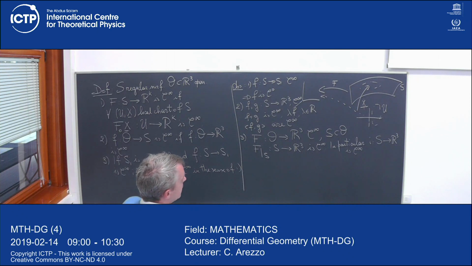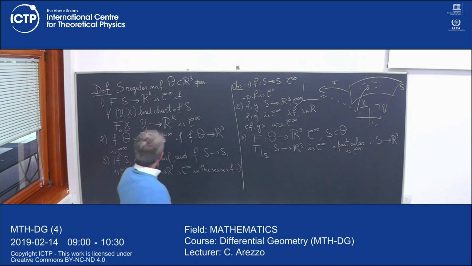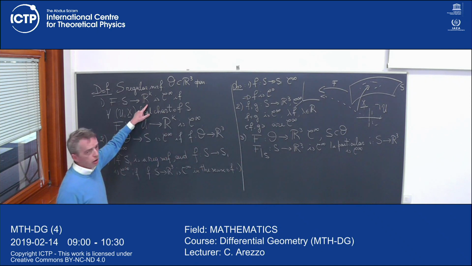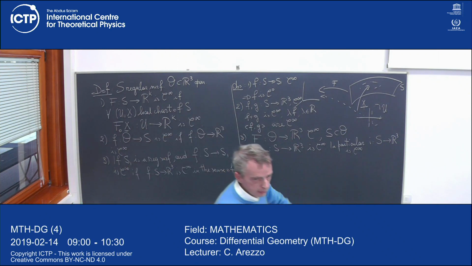And of course, what else? Another trivial example: if you take as a function from a surface to RK a constant function, out of observation 3, you get immediately that it's smooth. So constants are smooth functions, of course. That's something that has to be true. Why? Because it's the restriction to a surface of the constant function defined over Rn, over R3.